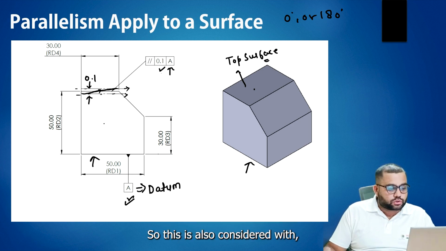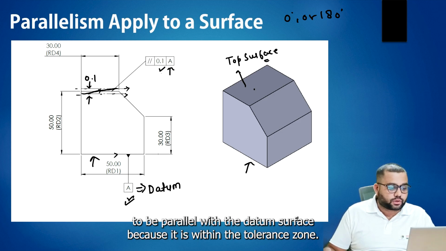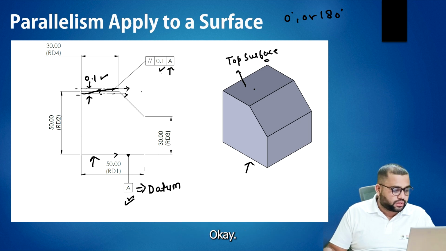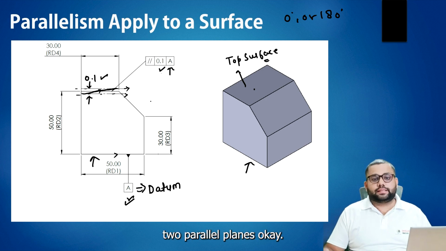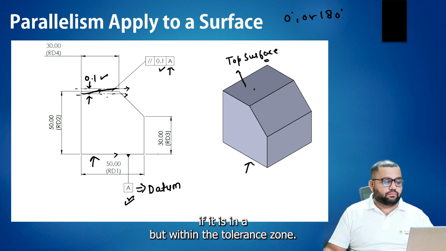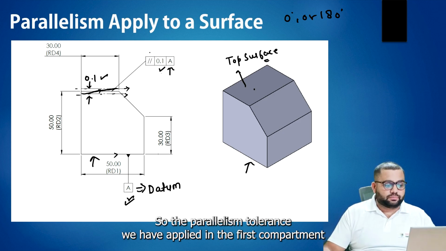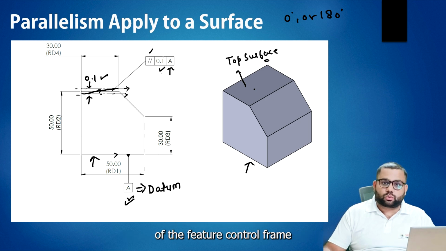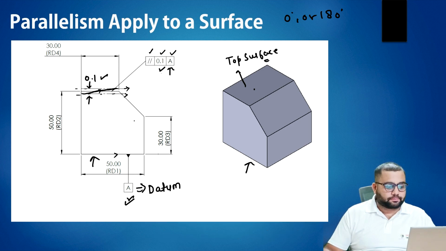So this is also considered to be parallel with the datum A surface because it is within the tolerance zone. So, the tolerance zone for parallelism applied to a surface is two parallel planes. This is very important. Whenever this is the case, if it is within the tolerance zone, it is acceptable. The parallelism tolerance is applied in the first compartment of the feature control frame. In the next compartment, 0.1 mm tolerance and with reference to datum A. This is the most important one.